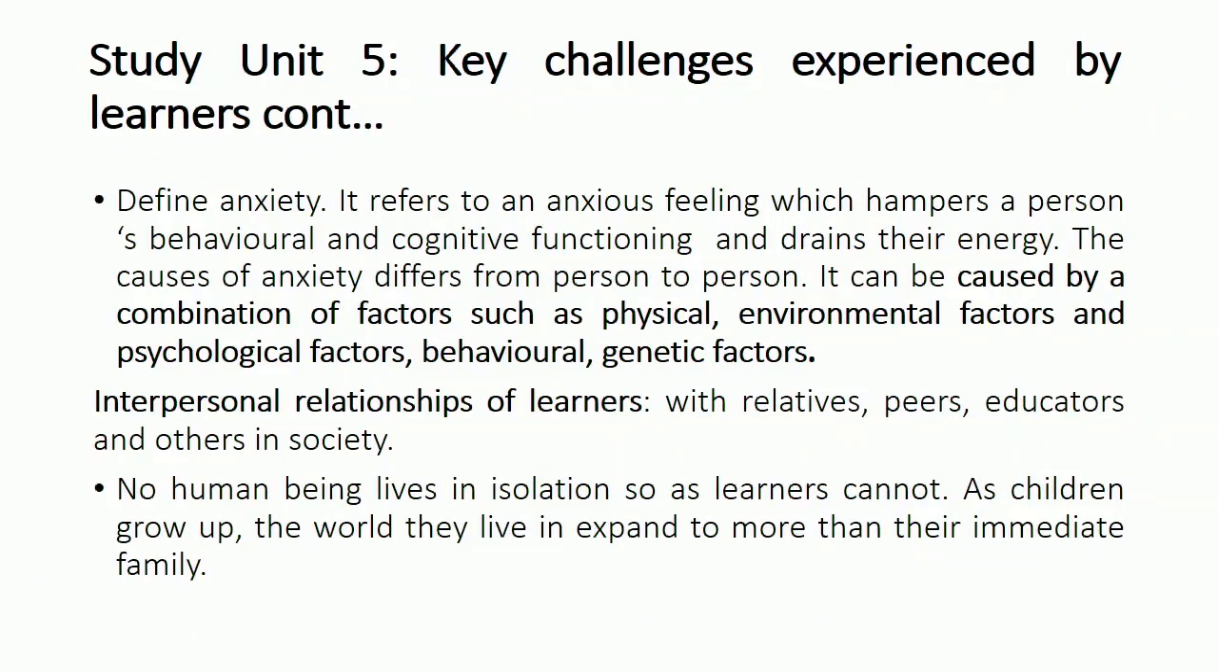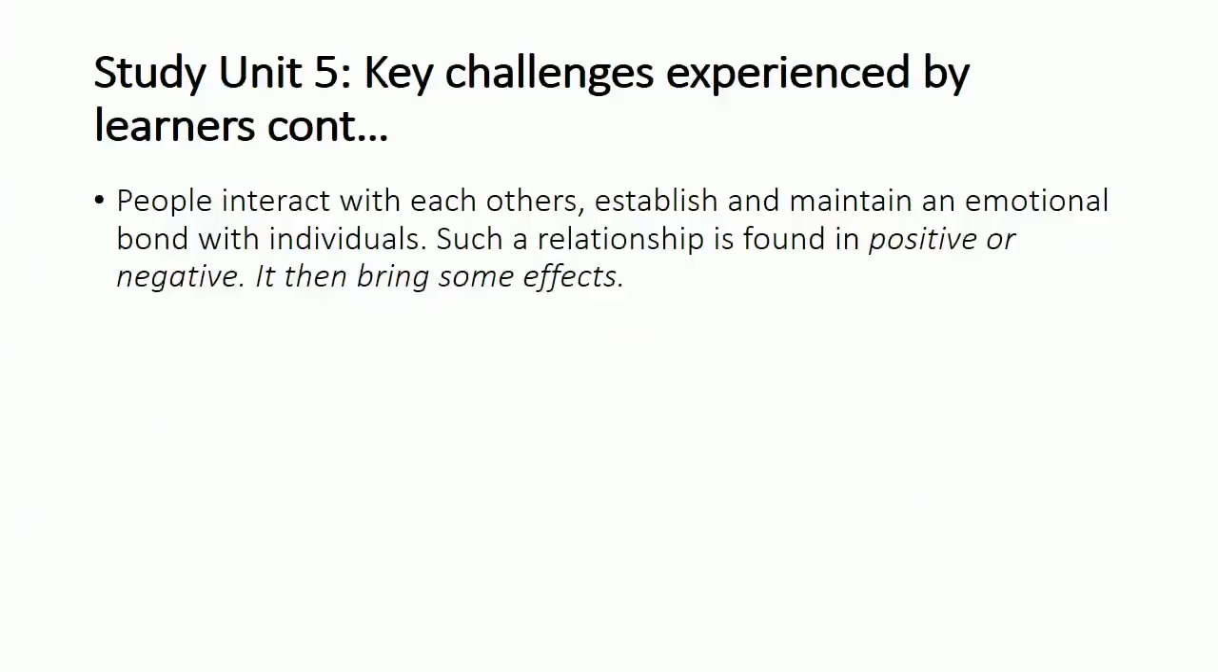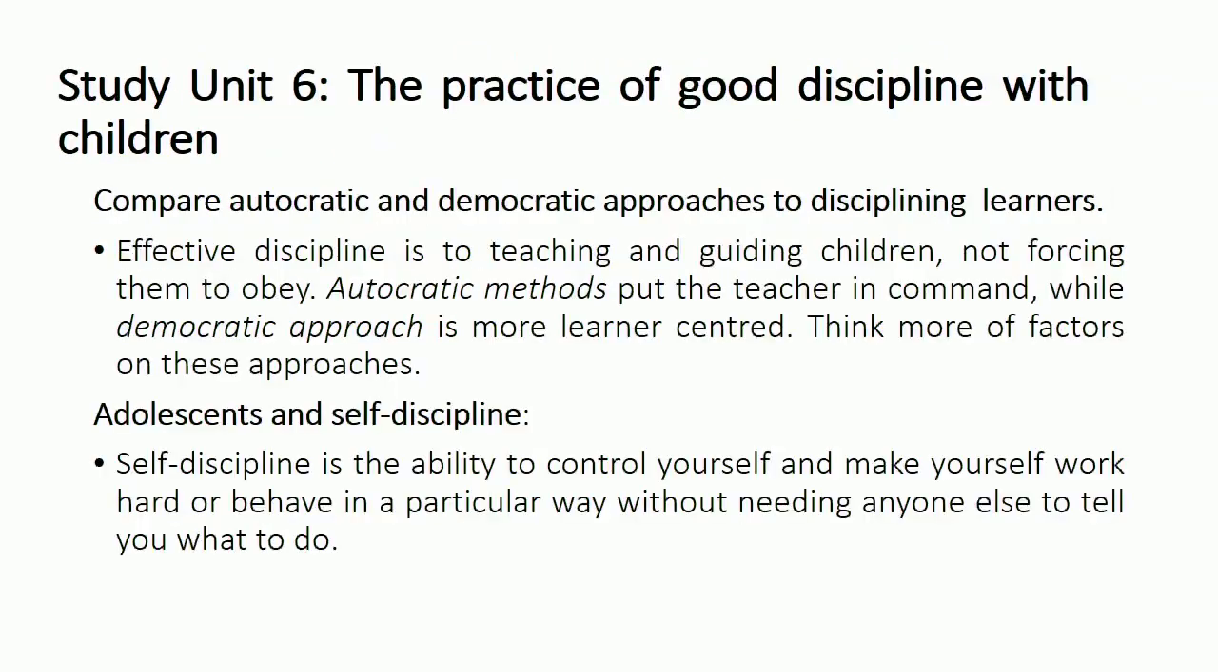Interpersonal relationships of learners with relatives, peers, educators, and other members of society. So when we are looking at how the child relates to people, we have a group of relatives, peers, educators, and also other members in the society. People interact with each other, establish and maintain an emotional bond with individuals. Such a relationship is found in positive and negative forms. It then brings some effects. That was it for Unit 5.